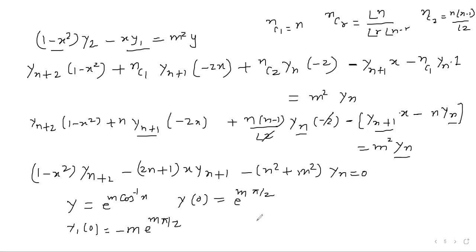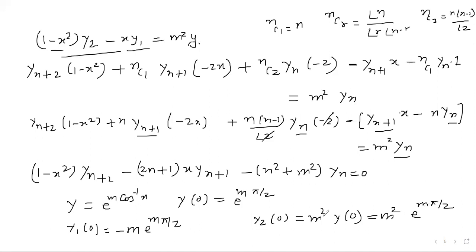Now y2(0) we have to find out. So the expression for y2 is this. It will become m square. Here x equal to 0, this term will vanish. Here this term will also vanish. So we will have m square times y, with x equal to 0, so this will become m square y0. And y0 we have got as e to the power m pi by 2. So this term will become m square e to the power m pi by 2.